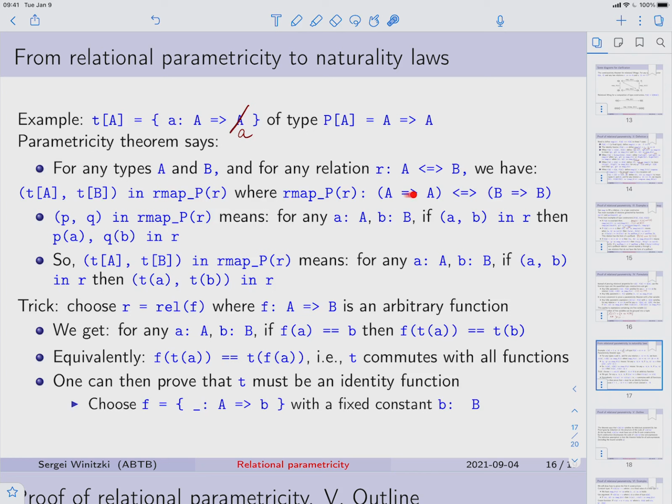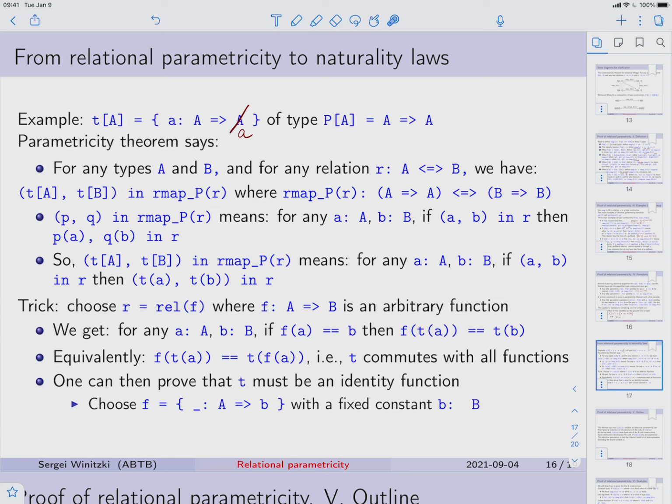Now this lifted relation has this type, the relation between functions a to a and functions b to b. So what does it mean that some p and q are in that relation? It means for any arguments a and b, if a and b are in R, then p of a, q of b are also in R. And so you can translate that back: this relation between t of a and t of b means for any values a and b, if a and b are in R, then t of a, t of b are in R. So that will be the result of the parametricity theorem.